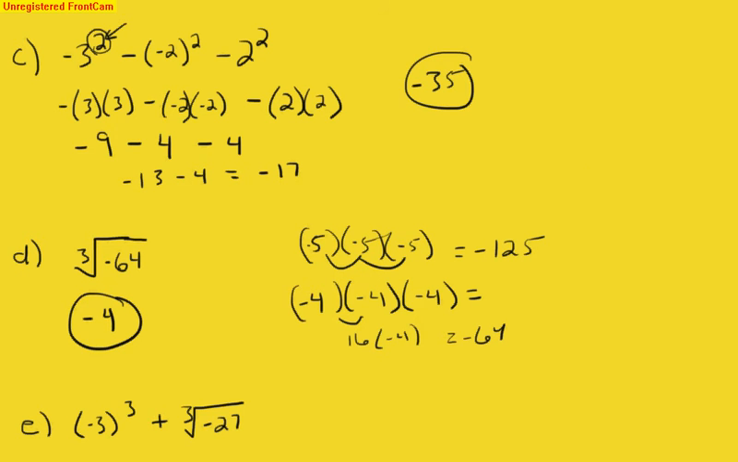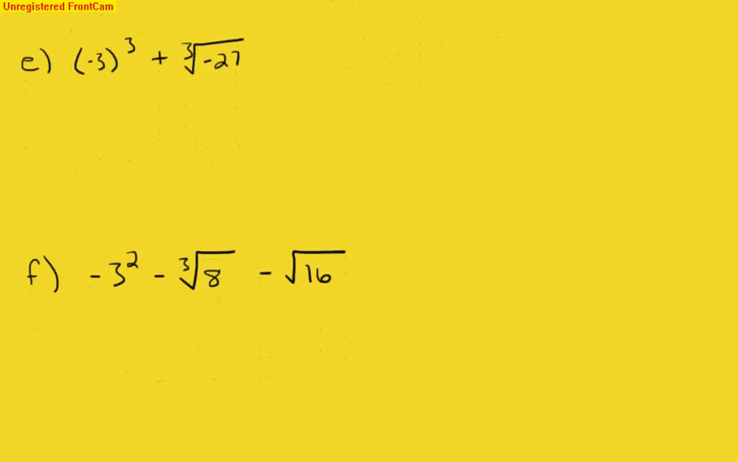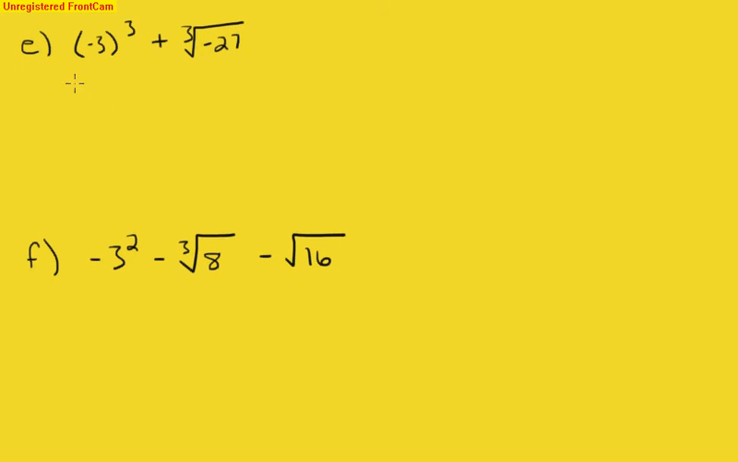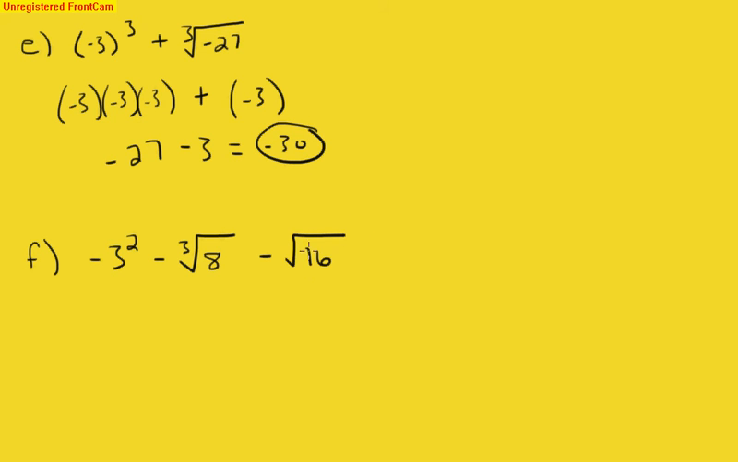So trial and error is really the only way to find roots. Practice problem E. This is saying negative 3 cubed, so negative 3 times itself 3 times, plus the cube root of negative 27, which is negative 3. Negative 3 times negative 3 times negative 3 gives us negative 27. These will simplify to negative 27, plus negative 3, which is the same as minus 3, equals negative 30.